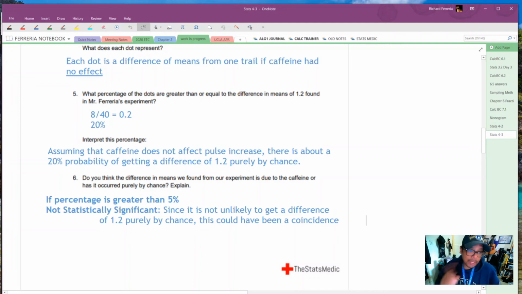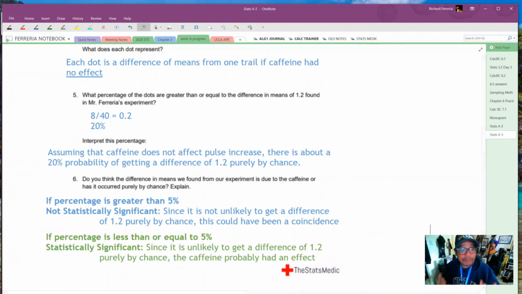Now, I wouldn't be a teacher if I didn't show you the other side of this. What if the percentage is less than 5%? If the percentage was less than or equal to 5%, we would say that those are statistically significant findings. And that would mean that we were unlikely to get a difference of 1.2 purely by chance. So the caffeine probably had an effect.